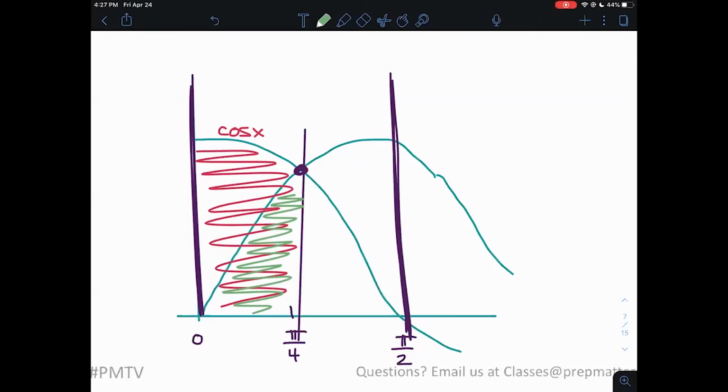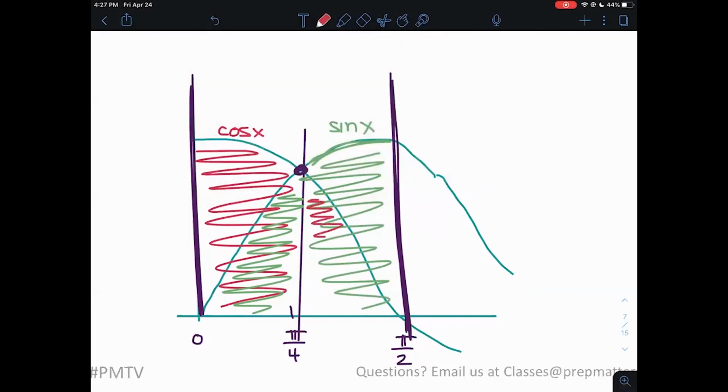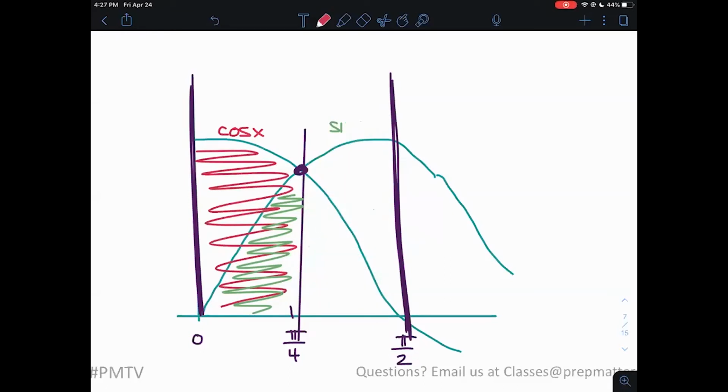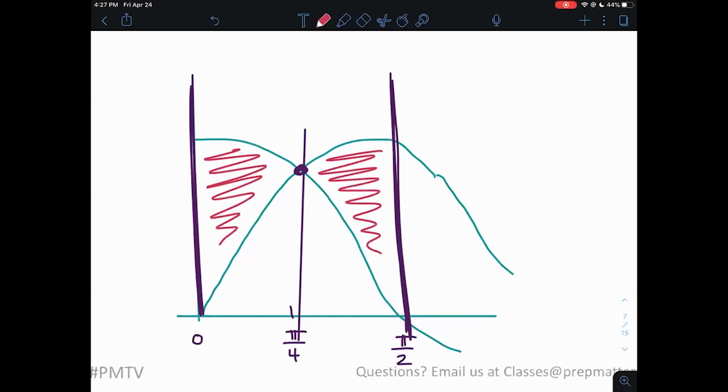Then between pi over 4 and pi over 2, we need to flip that around. Now my sine of x curve is on the top. I want to find the area under the sine of x curve. And then I want to subtract the area under the cosine of x curve. And that will leave me with just the area that I want, which is the area between the curves, this and this.